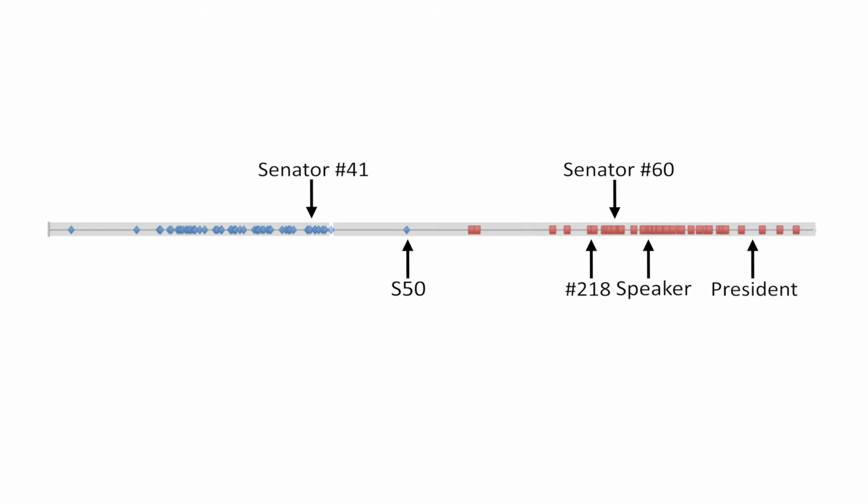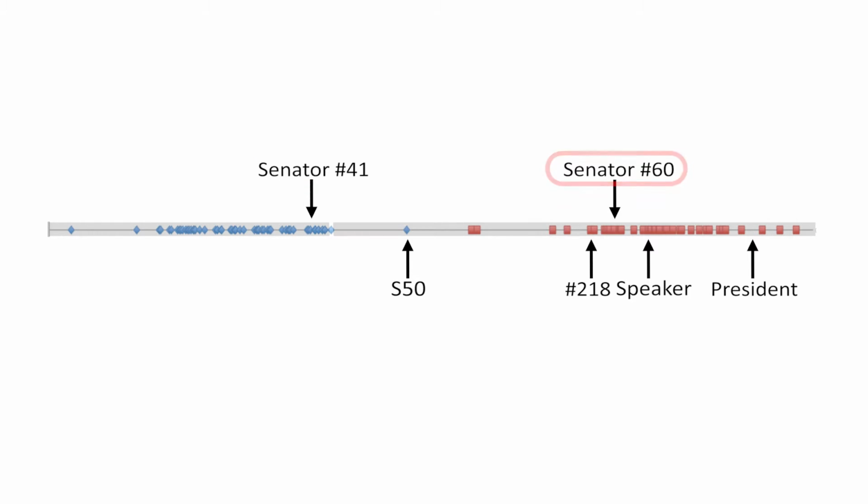Let's start by looking at our combined line from the last module. We've got the policy space again, and here are all of our pivots. We need the median members from each house, the speaker, the Senate filibuster pivots, and the president. We'll skip the veto pivots for now. Notice that we've got two different filibuster pivots. The one on the left is Senator number 41, and the one on the right is Senator number 60.